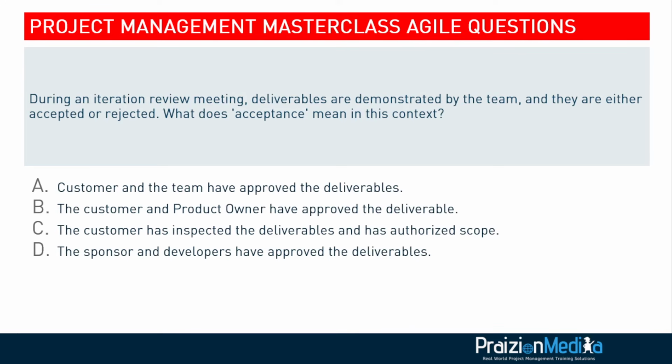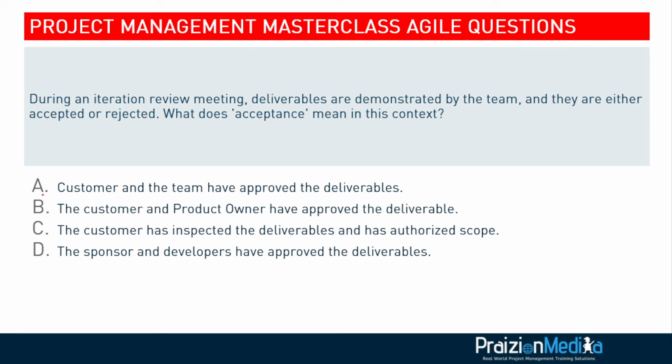One more. During an iteration review meeting, deliverables are demonstrated by the team, and they are either accepted or rejected. What does acceptance mean in this context? All right. Let's take a look at the options. So, in the world of Agile, you know the customer's acceptance is important.